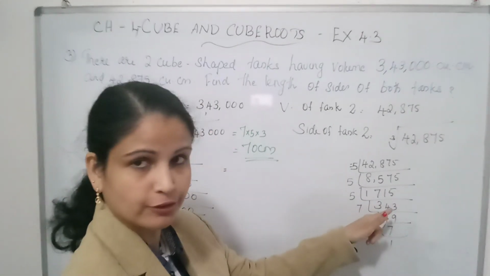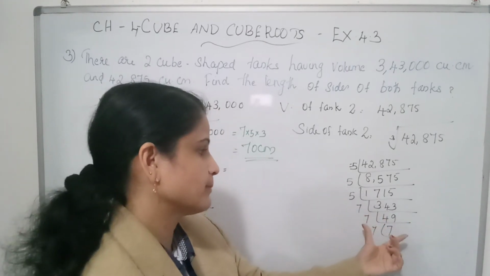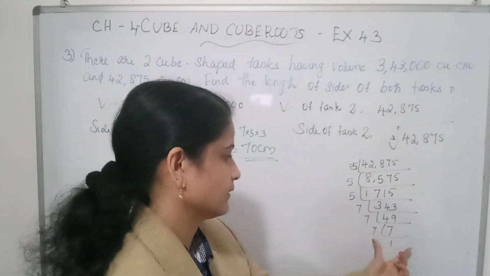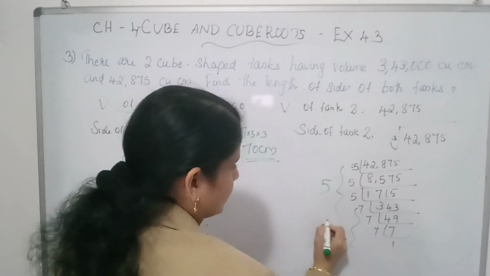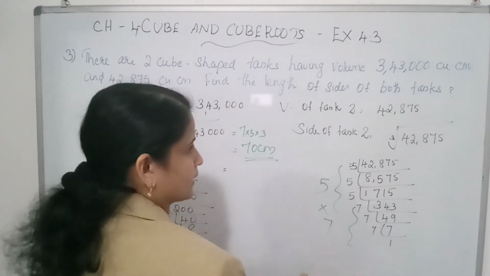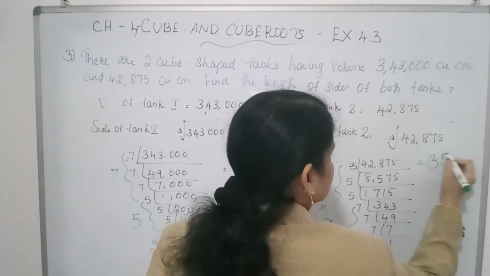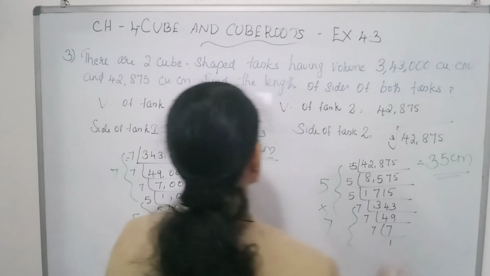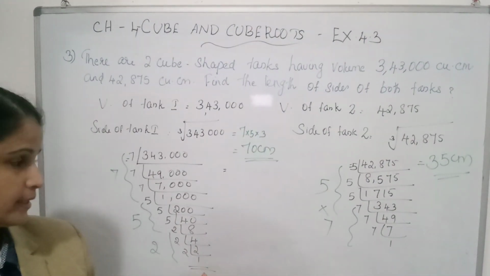You know 343 is 7 cube. So you divide this by 7, you will get 49, and divide by 7 you will get 7, and again by 7. So the cube root equal to, take 5 from here and you take 7 from here and you multiply. So the cube root equal to 5 into 7, it's equal to 35 centimeter. So side of the second tank equal to 35 centimeter.